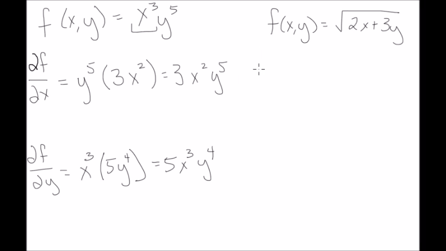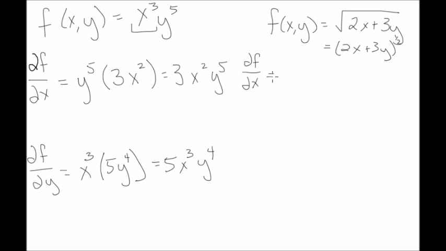This second example is a little more complicated because you do have to use the chain rule here. So I'm now going to start off taking the derivative with respect to x, and notice here that we have a function 2x plus 3y inside of another function, so I will use the chain rule. I'm going to rewrite this function with the 1/2 power there, just to remind myself of what I'm doing.